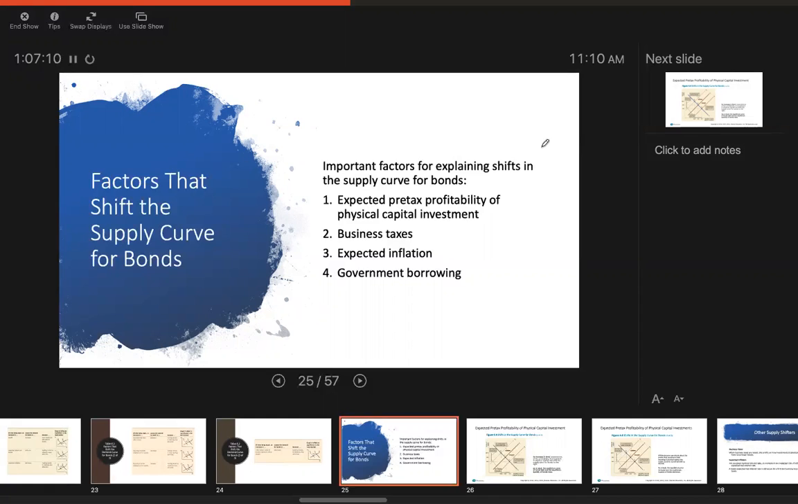So there are 4 things that we might want to talk about. We want to talk about the expected profitability of these investments that the firm wants to make, business taxes, expected inflation, and government borrowing, right? The first 2 things are about the corporate bond market. The fourth one is about government borrowing, and expected inflation is the catch-all for everything else.